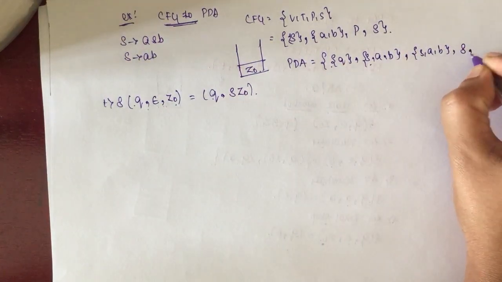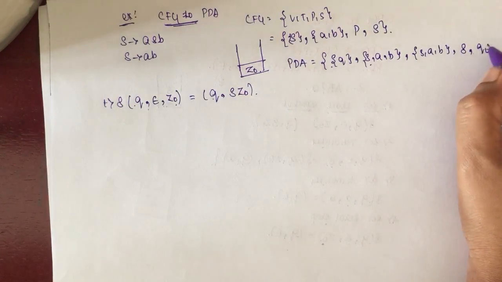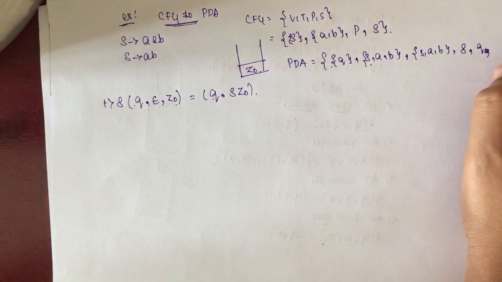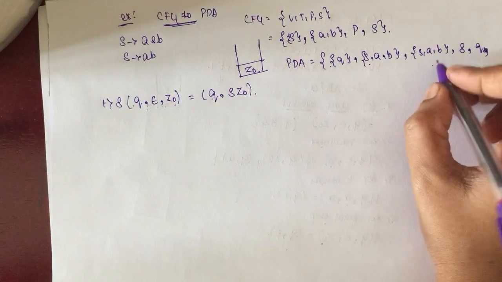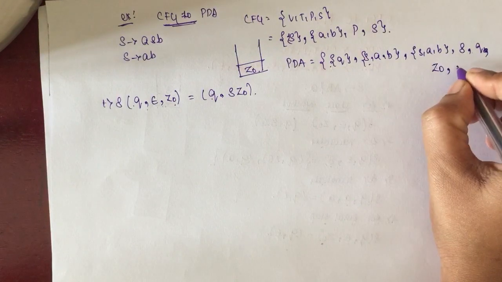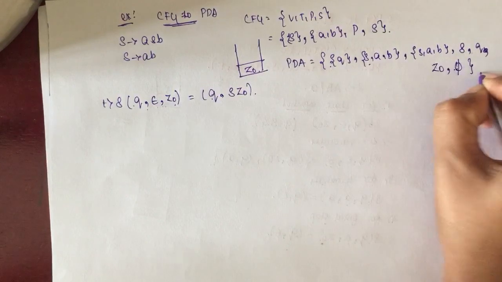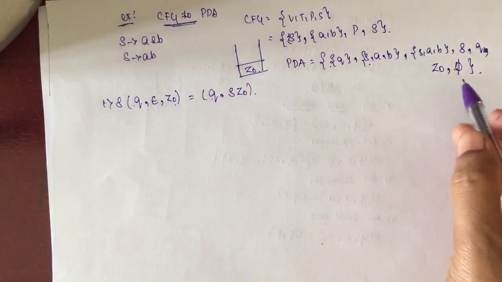These are the transition functions. And the next symbol is Q0, that is the initial state, that is Q. Since I am going to use only one state here, my state is Q. And the next one is Z0, the start stack symbol, and the last notation is the final state. Since it is acceptance by empty stack, it is going to be null, right?